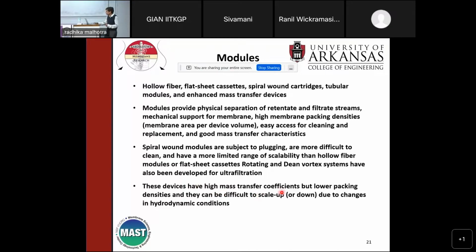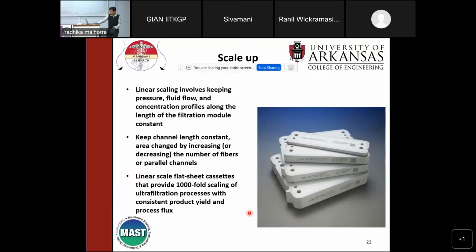These devices have high mass transfer coefficients but low packing densities, and they can be difficult to scale up or scale down due to changes in hydrodynamic conditions. So linear scaling involves keeping the pressure, fluid flow, and concentration profile along the length of the filtration module constant. So you want to keep the performance of the device constant: the pressure drop, the fluid flow, the concentration profile along the length of the module. Keep channel length constant, and change the area by increasing or decreasing the number of fibers or parallel channels. So this is an example of these flat sheet modules, and you can see there, this is from Millipore.